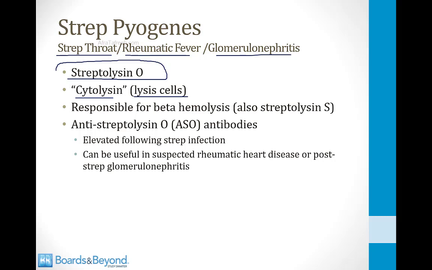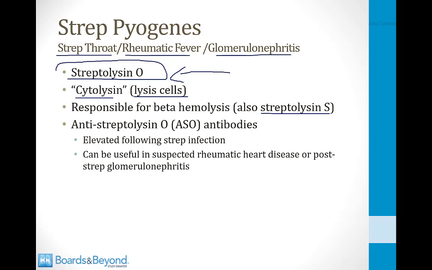So we talk in some of the other modules about how when you grow strep pyogenes on blood agar, it exhibits beta hemolysis. And one of the reasons for this is the presence of this enzyme, streptolysin O, which can lyse cells. There's also another streptolysin called streptolysin S, and the presence of both S and O are what are responsible for the beta hemolysis.